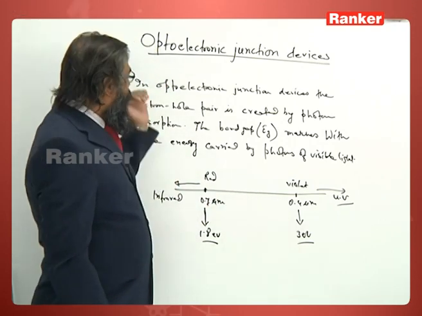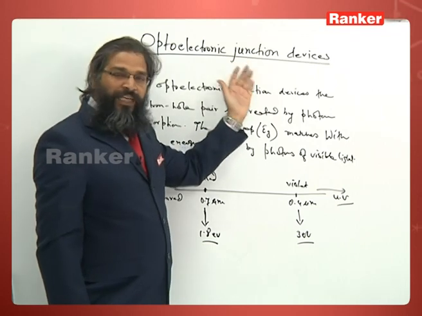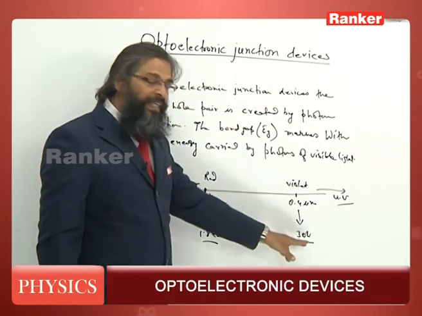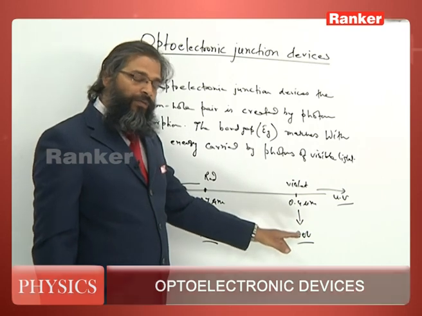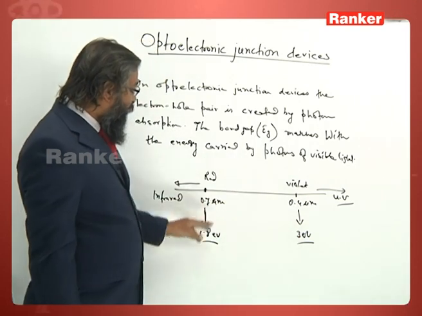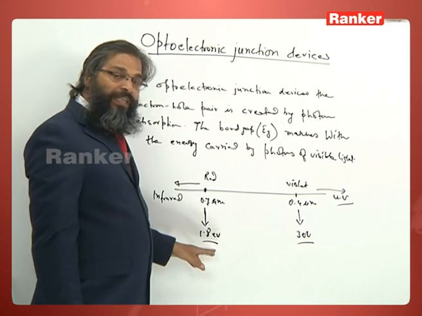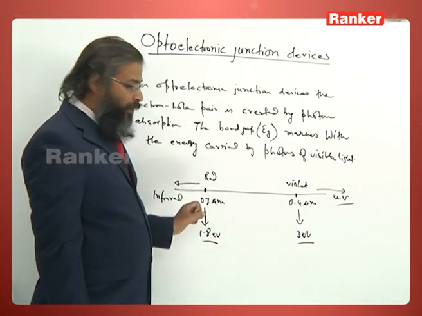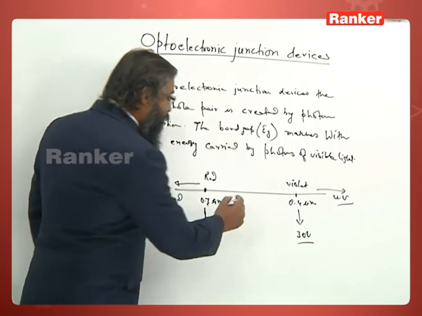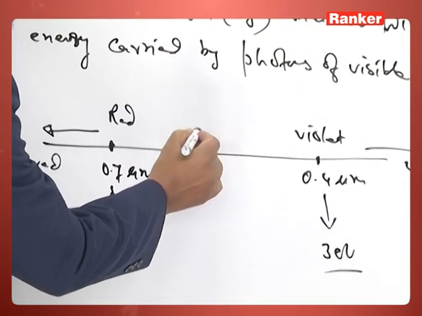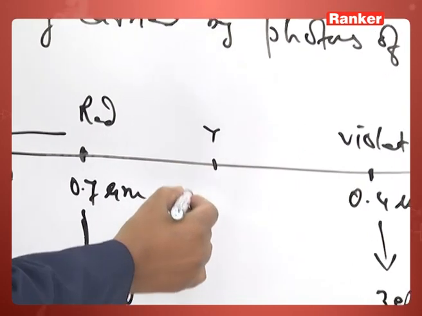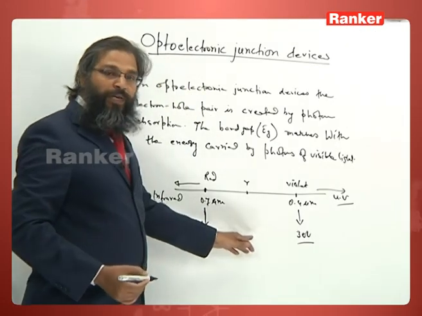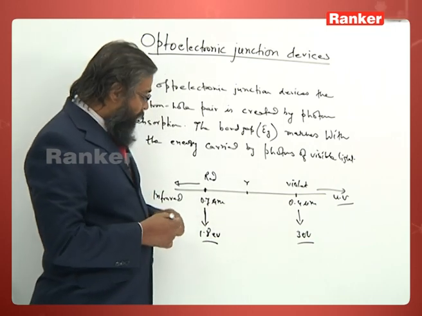That means, if my optoelectronic junction device has to work with violet light, then the forbidden gap will be of the order of 3 electron volt. Suppose it has to interact with red light, it must have a forbidden gap slightly less than 1.8 electron volt. Suppose it has to work with yellow or green, then it would be of the order of 2.1, 2.2 electron volt.